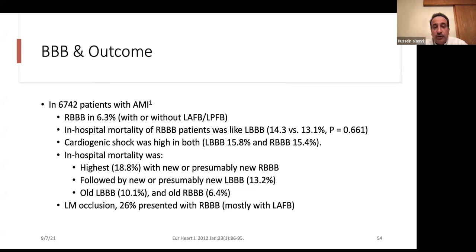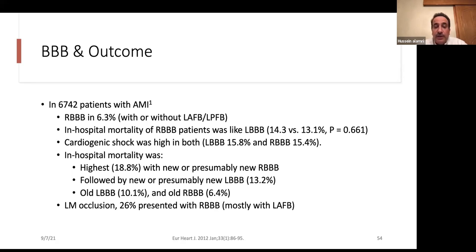The in-hospital mortality in these patients was like left bundle. There was no difference, which is around 14% in both. Cardiogenic shock was high in both, around 15%. The in-hospital mortality was highest with new left or right bundle branch block. So the prognosis of right bundle is not benign as we used to think. It has a very high in-hospital mortality, followed by new left bundle branch block.